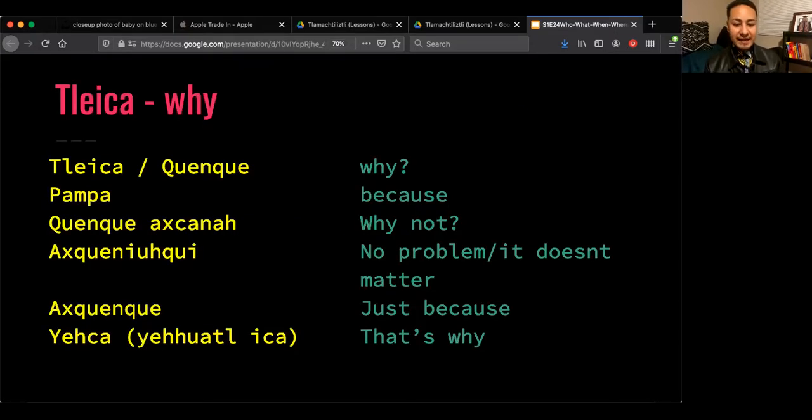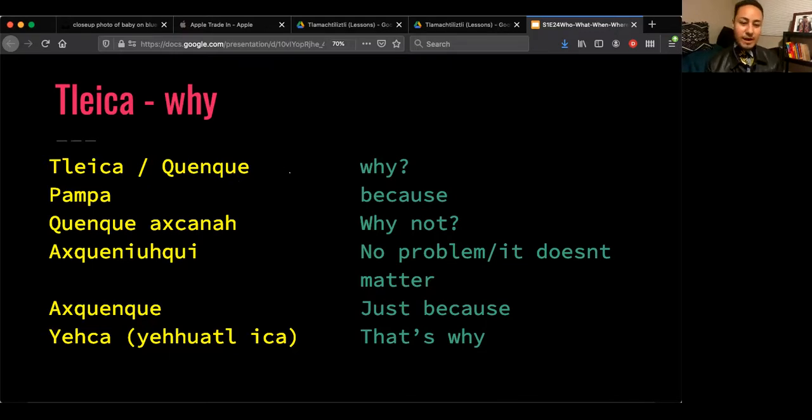So the word for why in Nahuatl, there's two words, and one of them is more common in Huasteca, and one of them is more common generally. The word that I used here is Tleica. That's the one that's most used generally in Nahuatl. But in Huasteca Nahuatl, they tend to ask you Quenque. Quenque, why? But Tleica is still understood and still used. Other varieties use Tleica more. They might say Tlica or Tleica, but it all sounds kind of like Tleica. And Quenque is the Huasteca way.